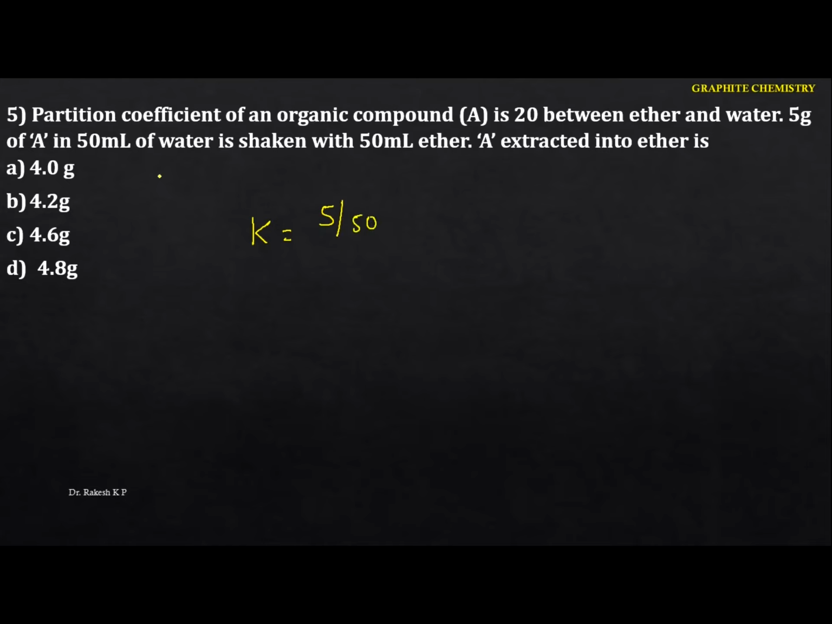Using the equation K equals C1 divided by C2, the concentration of solute A present in the 50 ml of water, divided by the concentration of solute A present in the ether. That is 5 by 50 over x by 50, as we don't know the amount of compound A extracted into the ether. Out of 5 there will be some decrease. The partition coefficient given is 20, so the 50 gets cancelled, and the remaining is 5 divided by 5 minus x. Out of the 5 gram there will be some extraction towards the ether.